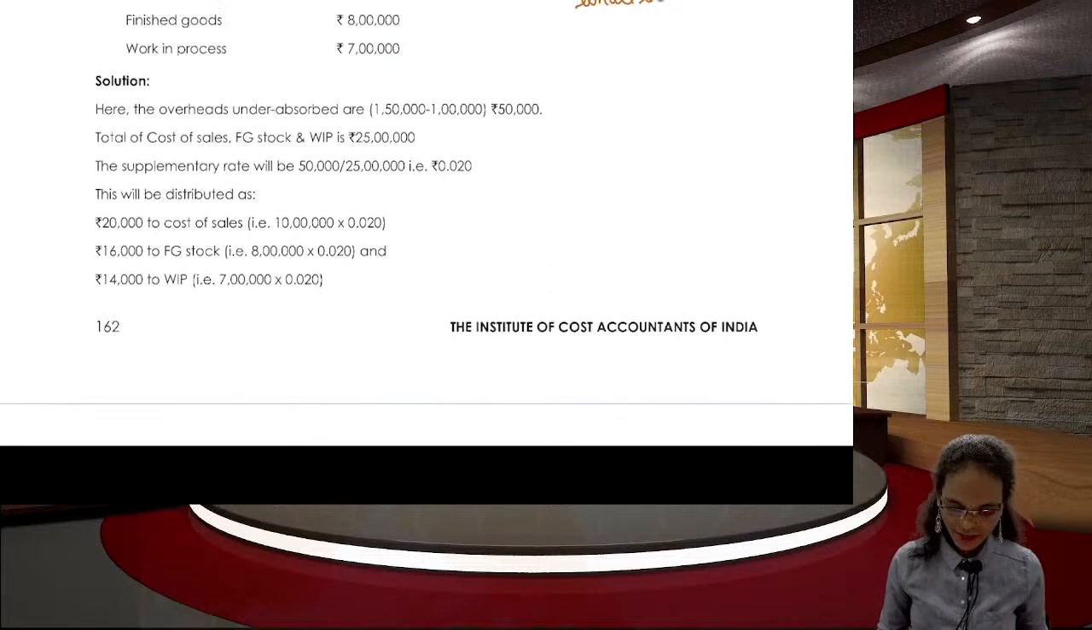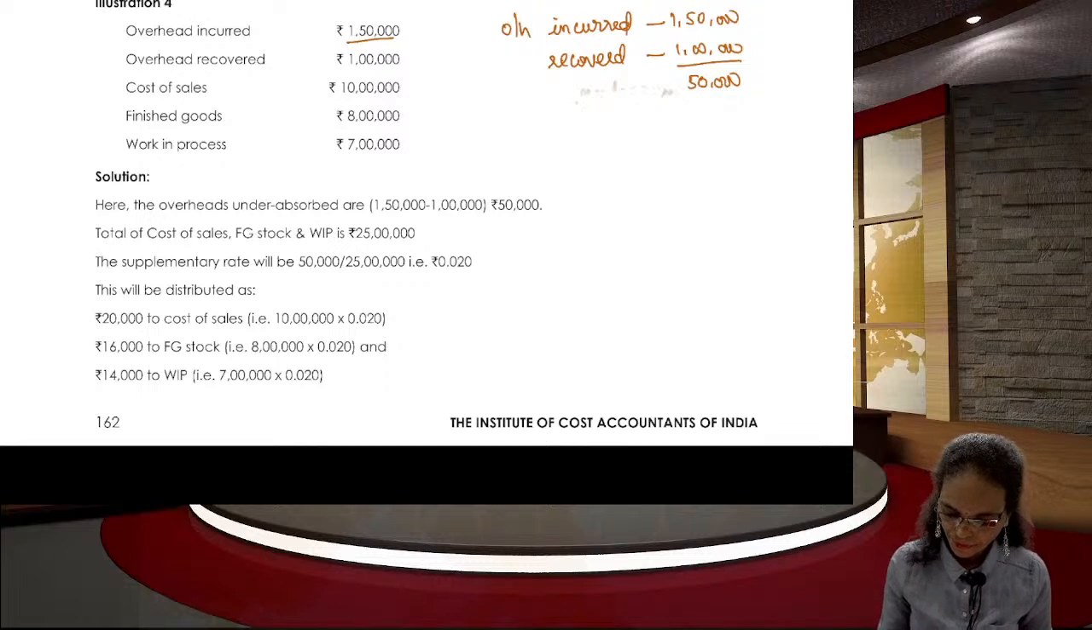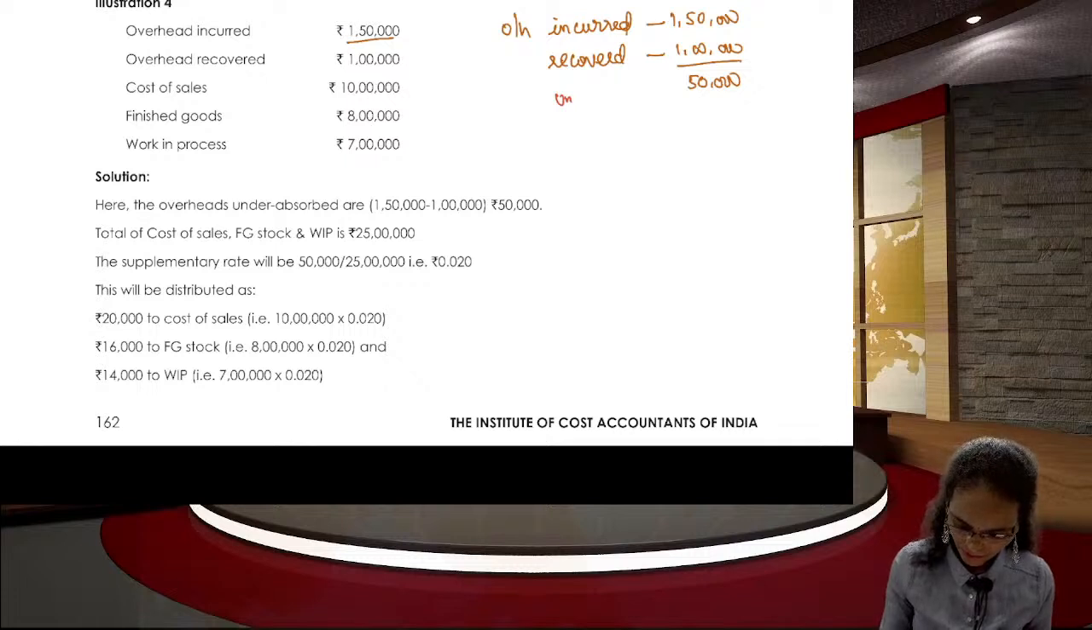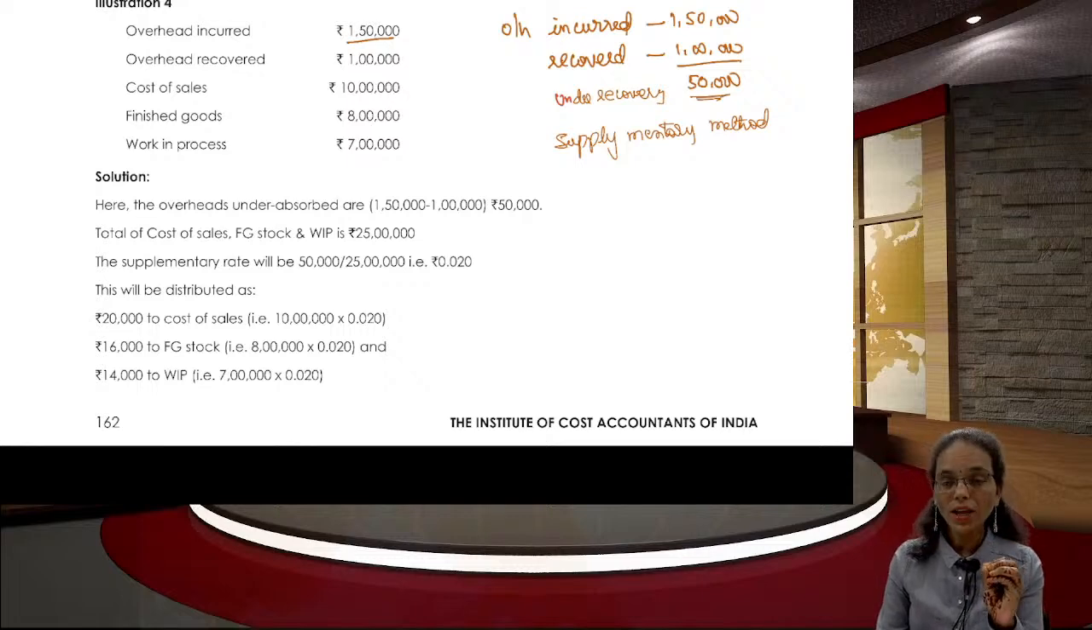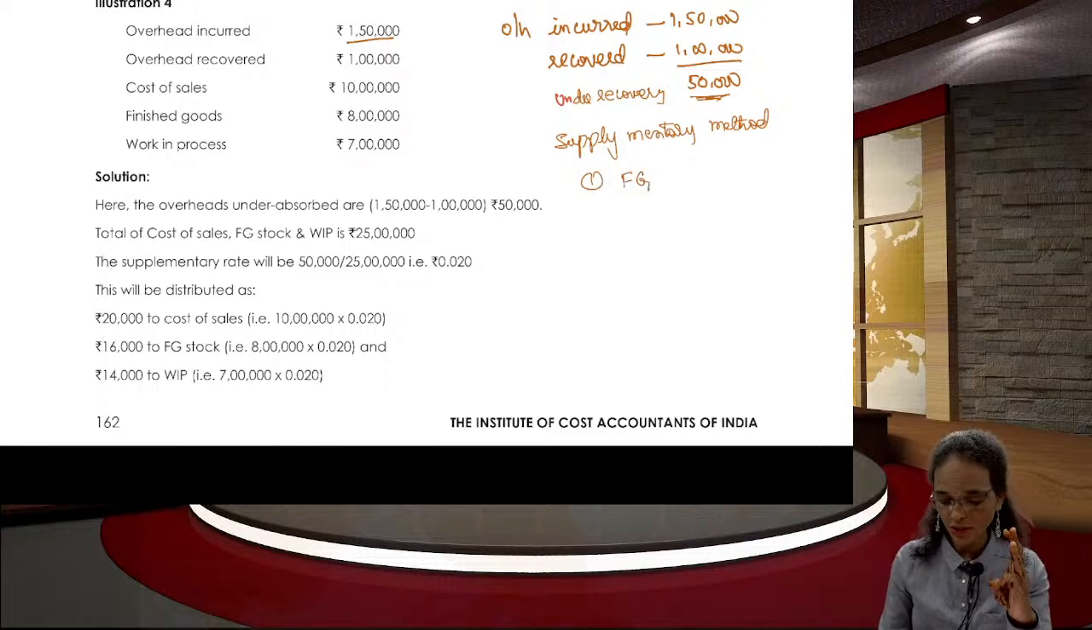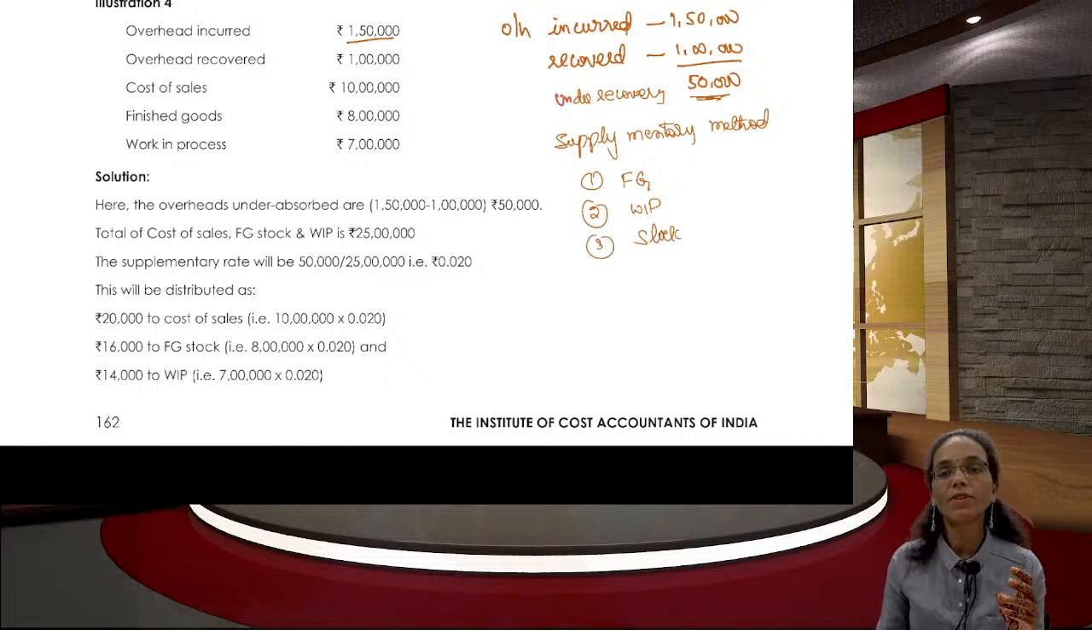So here the problem is related to the supplementary method. What is the supplementary recovery method? See, this 50,000 rupees is under recovered, so this amount has to be recovered from all the 3. What are the 3 we have? We have cost of sales, finished goods in stock, and work in progress. So from all of these we need to recover.